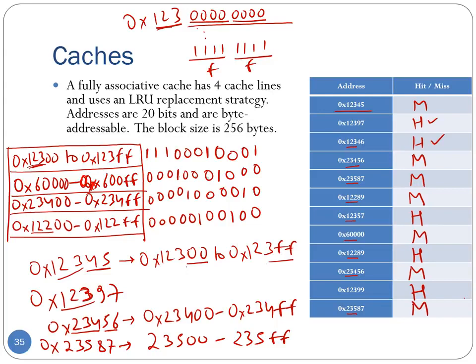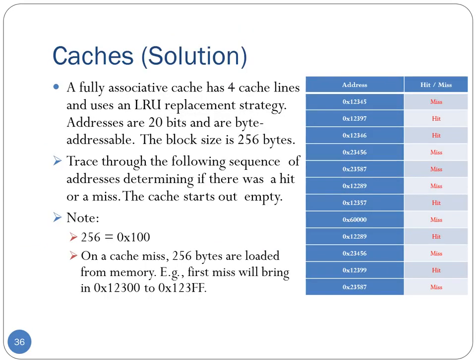And once again, in response to this, we'll bring in data in the range 23500 to 235FF, and we'll have to evict the LRU line from here. So I hope you get the idea of how to solve this problem. The solution to the same problem, the answers, are also given over here.